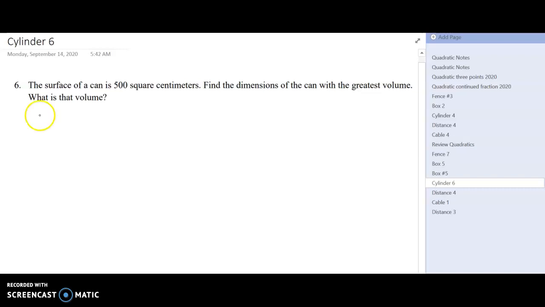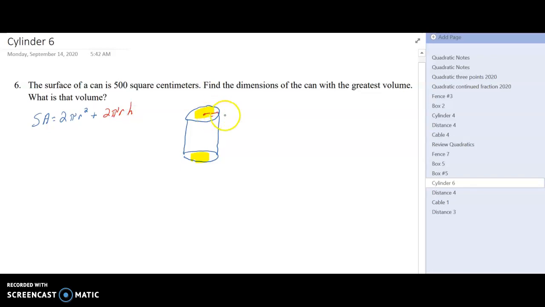So in class we talked about the surface area of a cylinder. I'm just going to draw a cylinder here. The surface area is the top and the bottom, so it's 2 times the area of a circle, 2 pi r squared. And then the lateral area, if you were to unroll the can, is the perimeter of the circle times the height. So it's the circumference, which is 2 pi r, times the height.